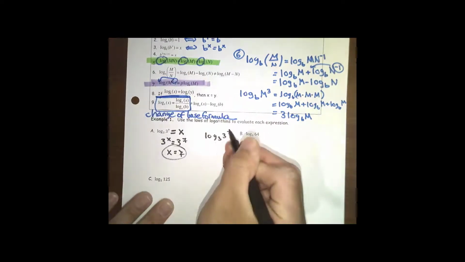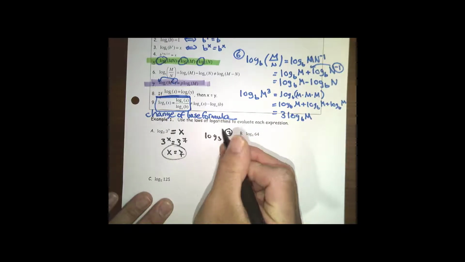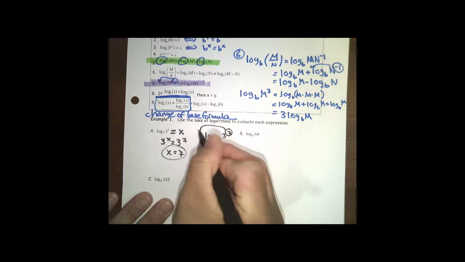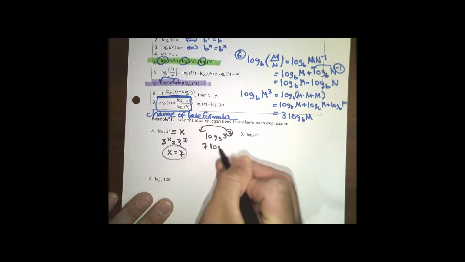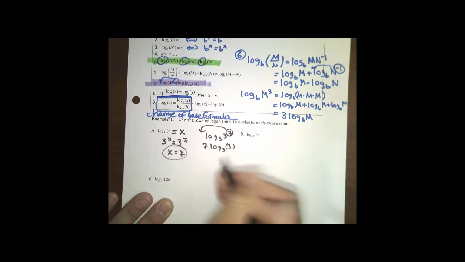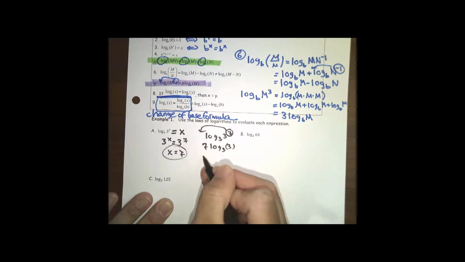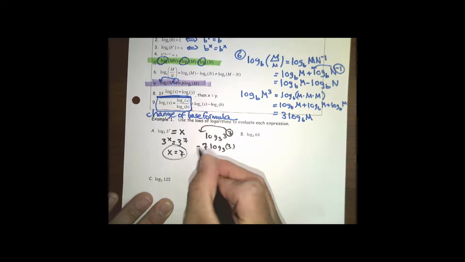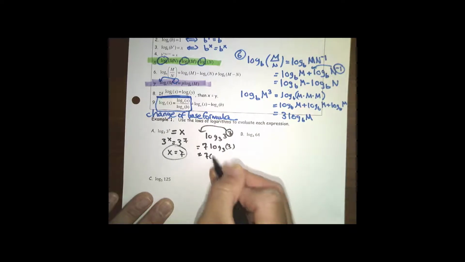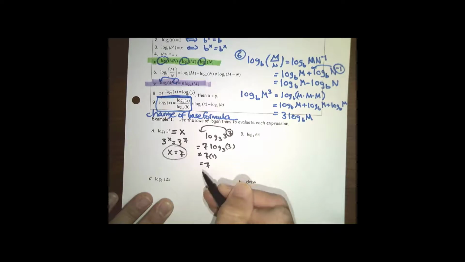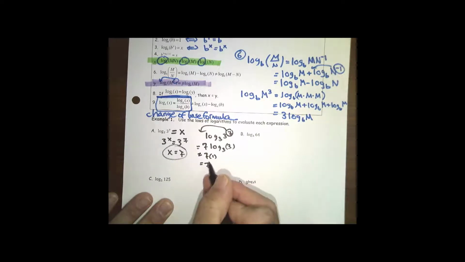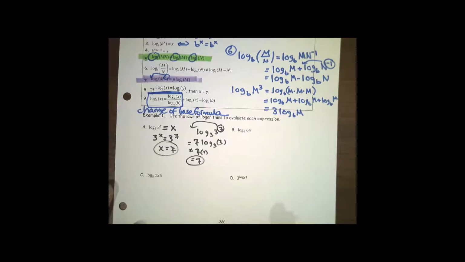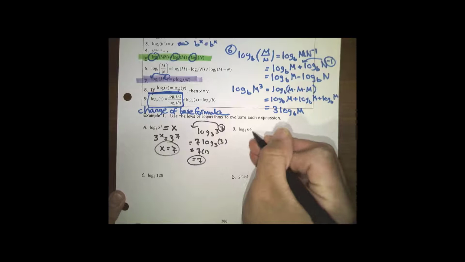So really, I could also use rule number 7 to show this, and it's 7 log base 3 of 3, and log base 3 of 3 is 1, so that would be 7 times 1, which is 7. So there's lots of ways to go ahead and do this, but in either case, this value is 7.